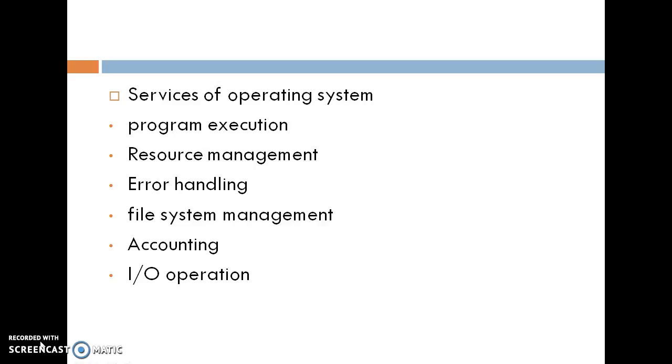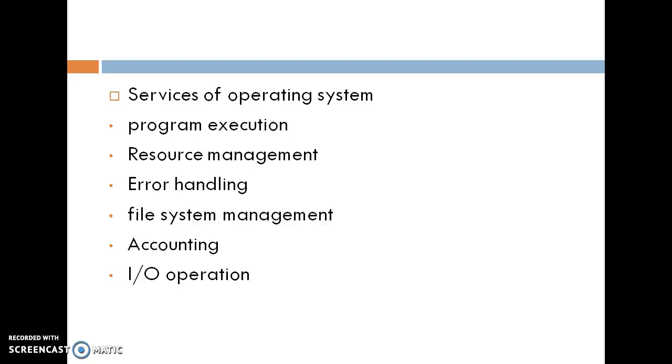The next service given by the operating system is file system management. A file system is nothing but the hierarchical organization of the different files in the computer system. The operating system must provide a means for the user to create and delete various files as and when required by the user. So file system management also is a main service given by the operating system.